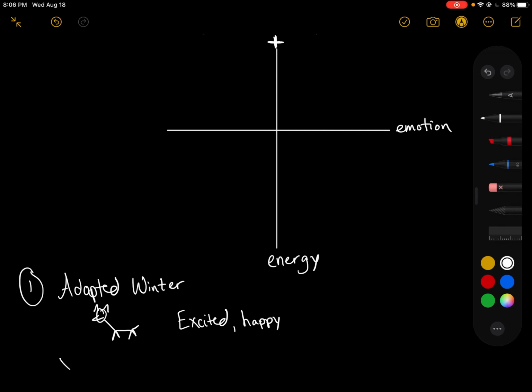So if we're thinking about the x-axis, was I feeling positive or negative? Well, here I was happy, so I'm definitely positive. I'm feeling good emotionally. What about my energy, though?